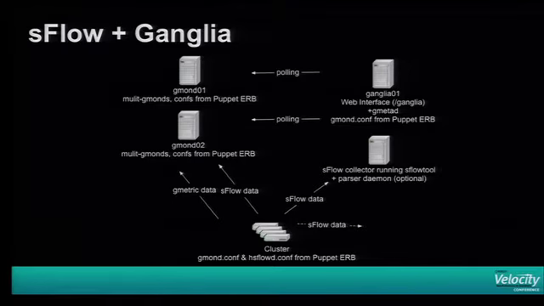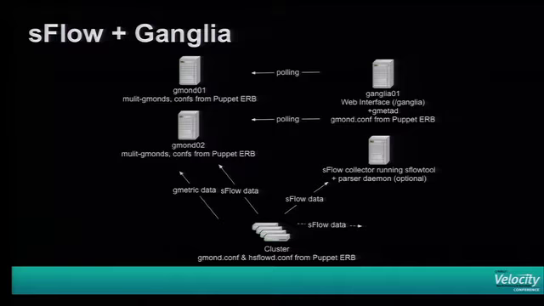And then for those of you familiar with Ganglia, we have our main Ganglia server, which is running gmetad, and that does polling of the gmond servers, whoever's up, and collects the metrics and writes them out to RRDs. And that configuration is also generated out of Puppet ERBs.